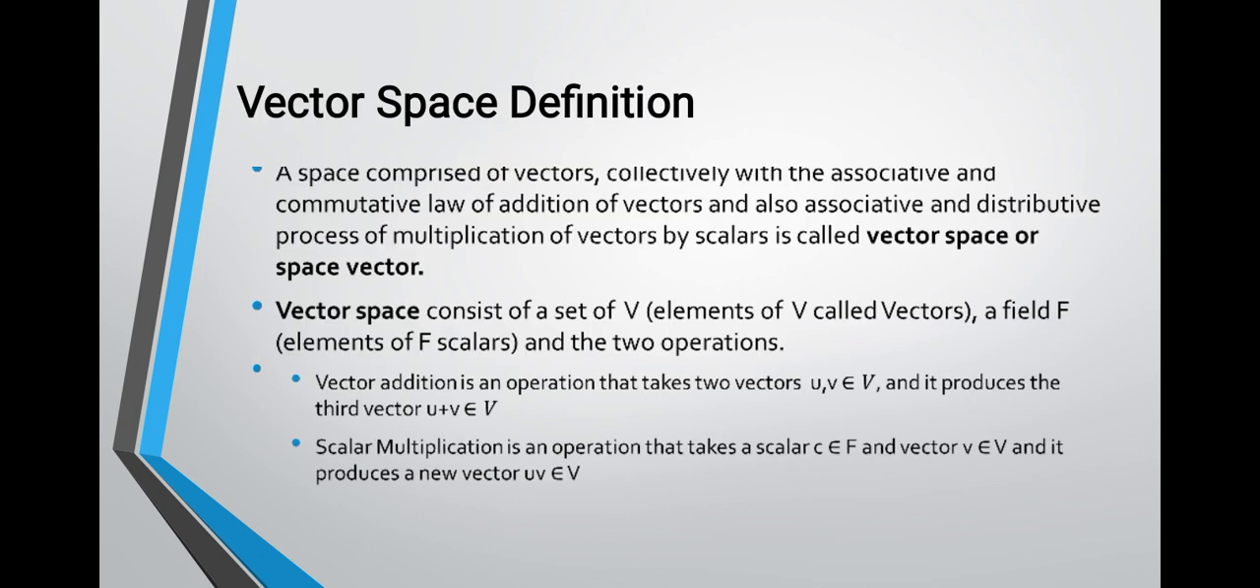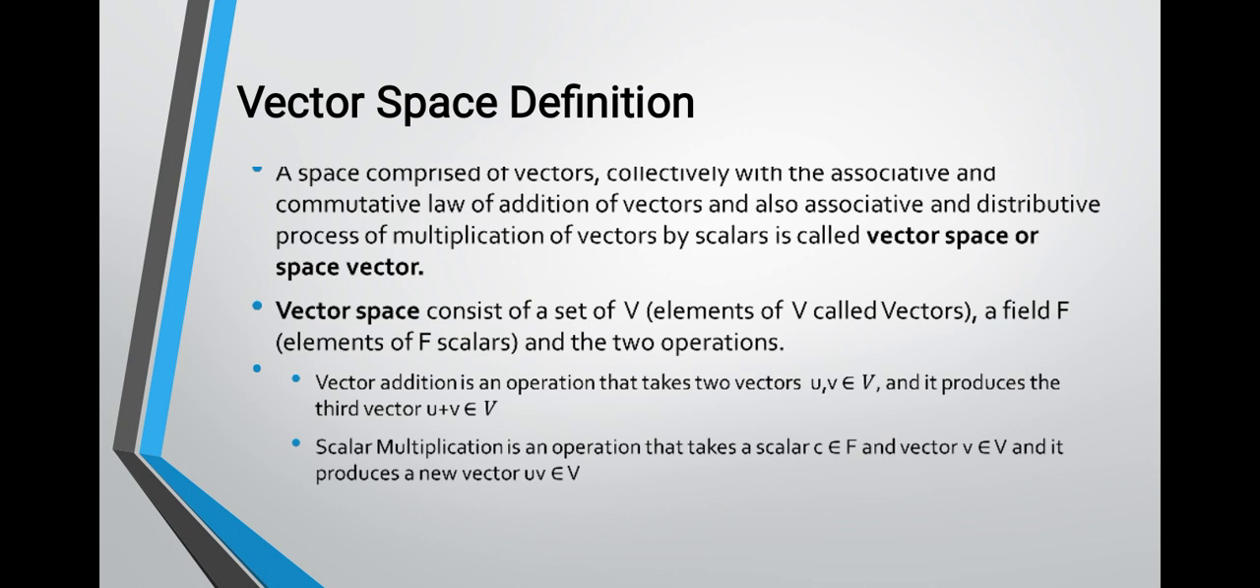Vector space definition: a space comprised of vectors, together with associative and commutative laws of addition of vectors, and also an associative and distributive process of multiplication of vectors by scalars, is called a vector space.